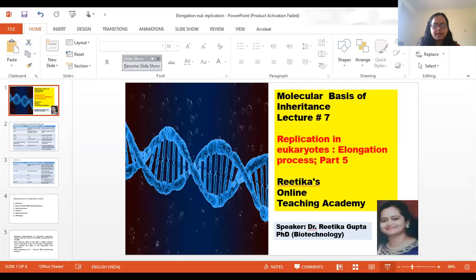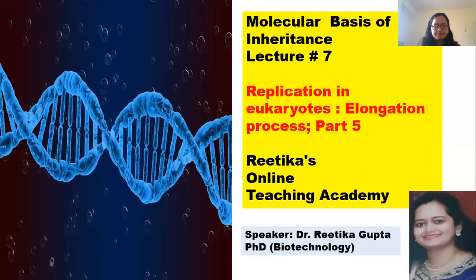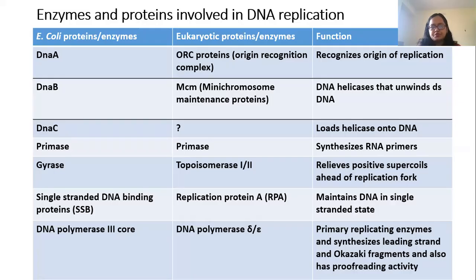So it is lecture 7 in molecular basis of inheritance, and it is replication in eukaryotes about the elongation process. I am Dr. Ritika Gupta, and today I will discuss the elongation process. So first we will recall the various enzymes and proteins involved in DNA replication in eukaryotes and compare with the E. coli proteins and enzymes.